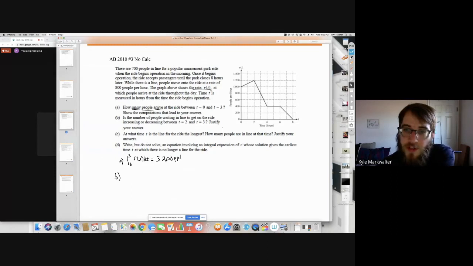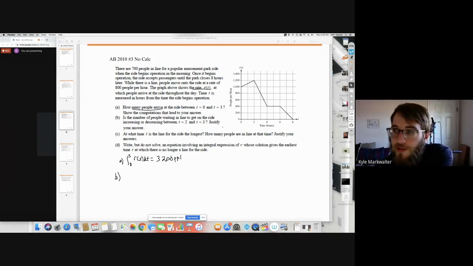So r prime of t is the rate at which people are arriving. R prime of t, the slope of this graph, would tell us whether or not the rate at which people are arriving is increasing or decreasing. We want to determine whether or not the number of people waiting in line is increasing or decreasing. So let's actually first, maybe this will help, write an equation that would determine the number of people waiting in line. Let's write a people formula.